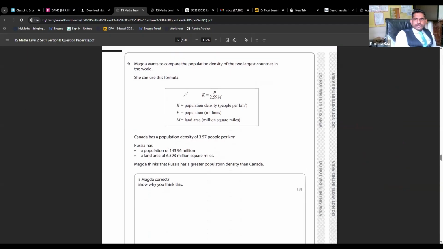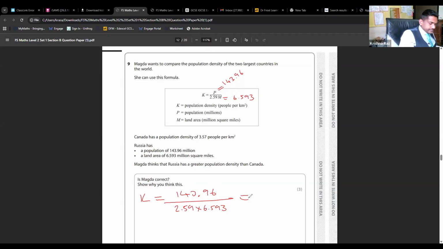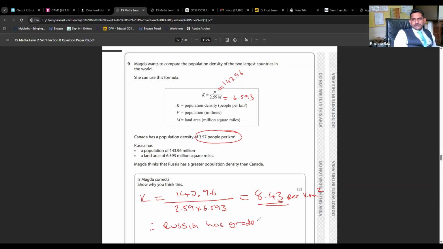This one, we're given a formula. We're told what P is. We're told what M is. So we type that into the calculator. 143.96 over 2.59 times 6.593. That's 8.43 as a population density. So it's saying that Canada's population density is this. So therefore, Russia has greater population density. And Magda is correct.